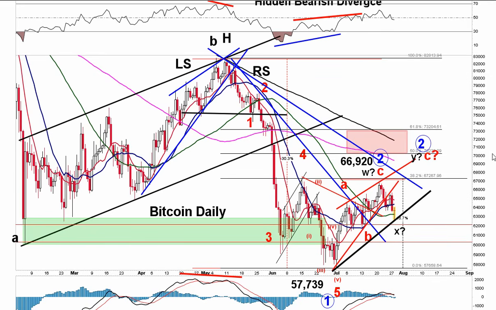I have a couple of scenarios I'm marking here. Again, over here, we're going to crash down to test this low, likely take it out, and then get some kind of rebound. That's what's happening. And I told you over here, if we bottomed, we need to get back above the 20-period moving average. We've done that. So we saw evidence of a bottom.